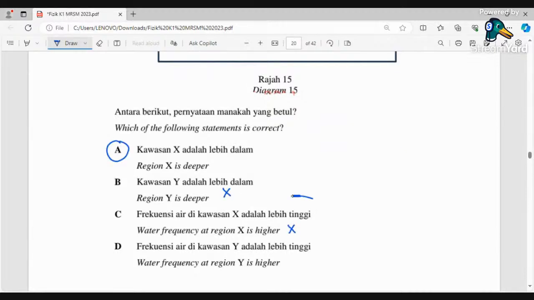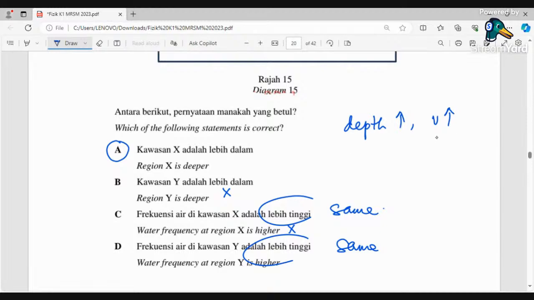Frequency should be same, bukan lebih tinggi. Okay, as we know that for refraction of wave, frequency is constant, V directly proportional to depth, wavelength, depth. Okay, depth increase, the speed increase, lambda increase. Sebab V directly proportional to lambda, F constant.